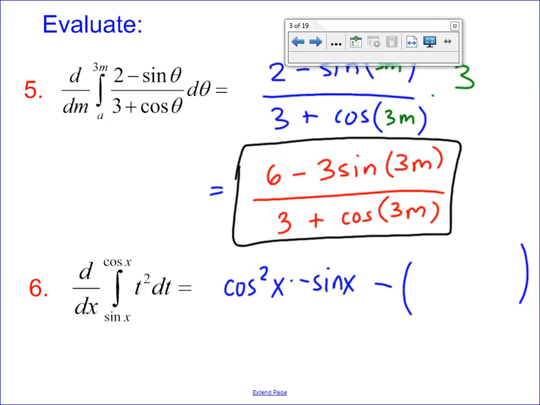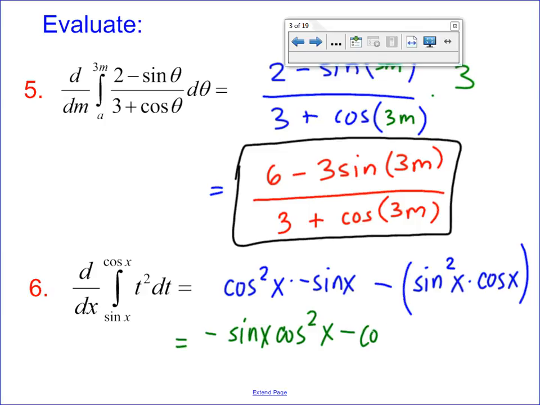The integrand function evaluated at the lower limit would be sine squared of x, then times the derivative of the lower limit in accordance with the chain rule. It's going to spit out a cosine of x. So I don't know if there's a pretty way to write this. I was hoping we get a nice identity like a Pythagorean, sine squared plus cosine squared, but I don't think we do. I think we get negative sine of x cosine squared of x minus cosine of x sine squared of x.